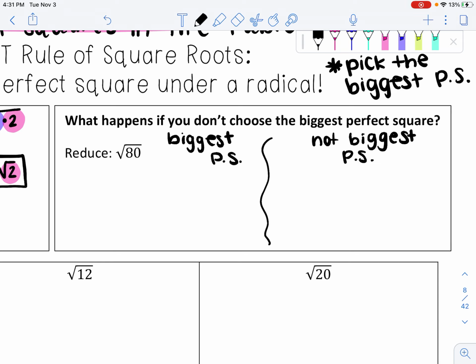So I know that the biggest perfect square that goes into 80 is 16. It is 16 times 5. Well, the square root of 16, that's 4. And 5 is not a perfect square, so 5 is stuck. So this reduces to 4 times the square root of 5.